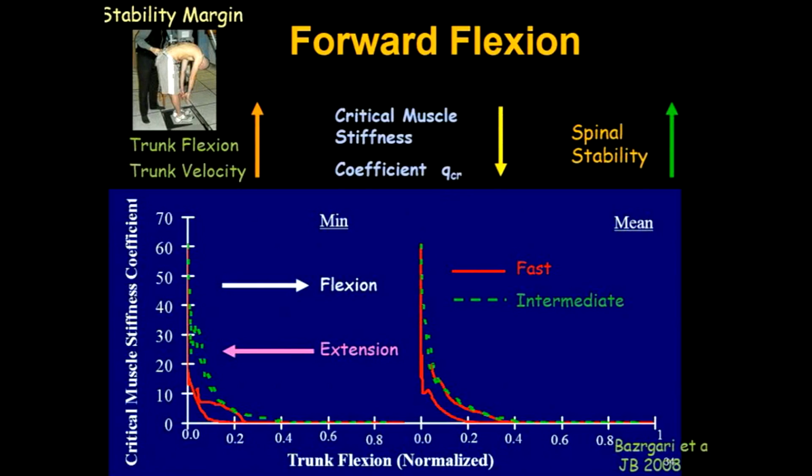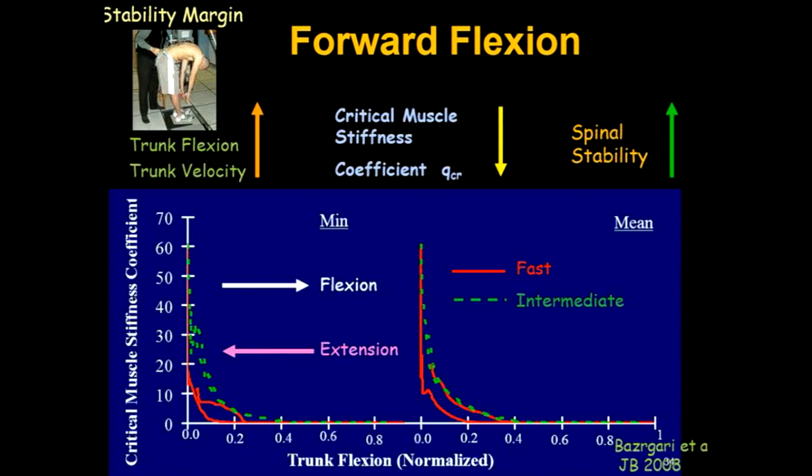Now I go to some dynamic tasks. This is forward flexion, either as fast as possible by subjects, or intermediate speed, or quasi-static slow, it comes to the same thing. So the subjects start from upright, they flex to the maximum, which is normalized to 1, and then go back to 0, which is upright standing. You notice here the faster is more stable. This is Q value against the normalized trunk rotation.